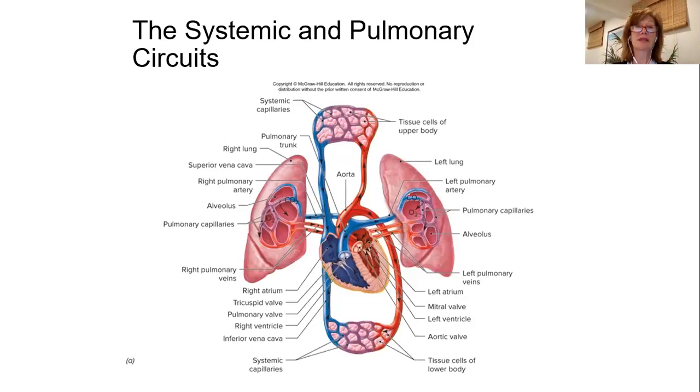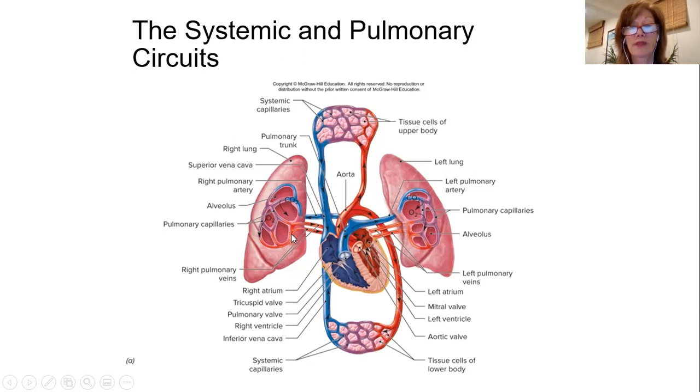And this picture is just reminding you of the two circuits of the cardiovascular system, the systemic circuit and the pulmonary circuit. And again, if we divide this heart in two and we look at the right side of the heart, the right side is going to take that blood low in oxygen and pump it through this pulmonary trunk, which branches to the left and to the right lung. As the blood passes through the capillary networks in the lungs, it picks up oxygen, and we can see that denoted here by the color change.